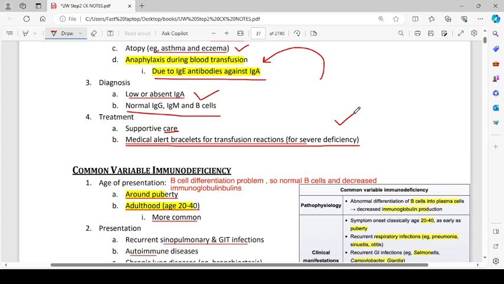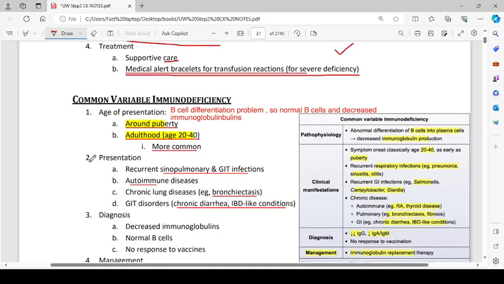So that can be a catastrophe for the patient instead of being life saving if the person is severely IgA deficient. So they must wear those bracelets. Common variable immunodeficiency. The age of presentation is around puberty and adulthood.